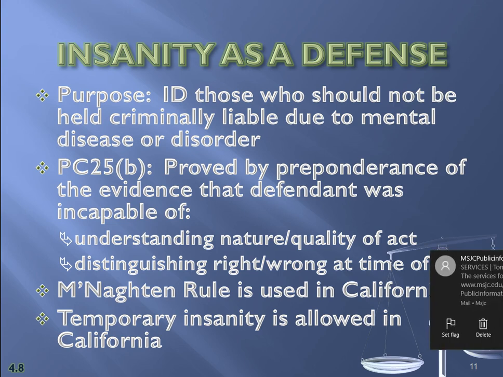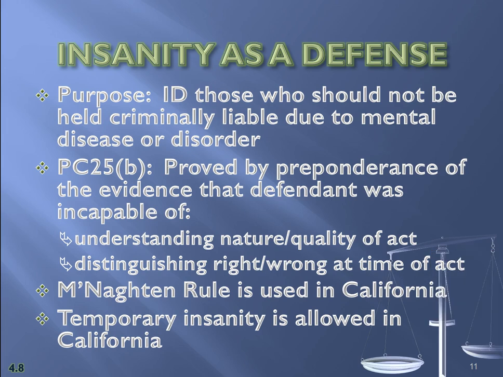So we know what the purpose is, and now we're trying to figure out what really constitutes it. Penal Code 25 subsection B states that it needs to be proved by the preponderance of the evidence that the defendant was incapable of, one, understanding the nature and quality of the act, and two, distinguishing right from wrong at the time of the act. So let me go back and define a little bit further under that Penal Code section 25B.